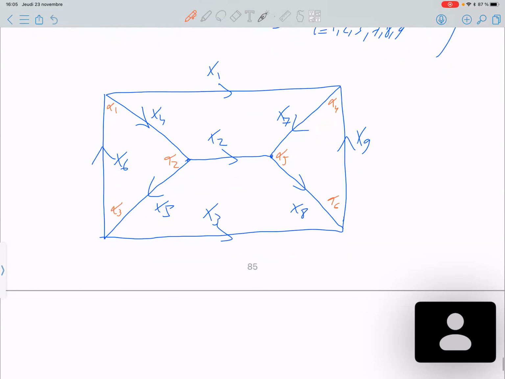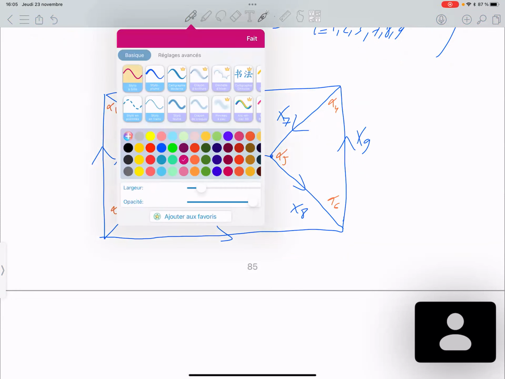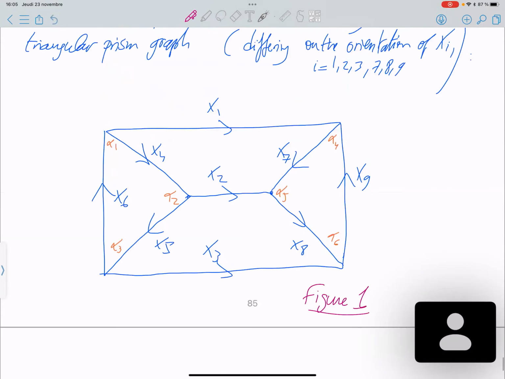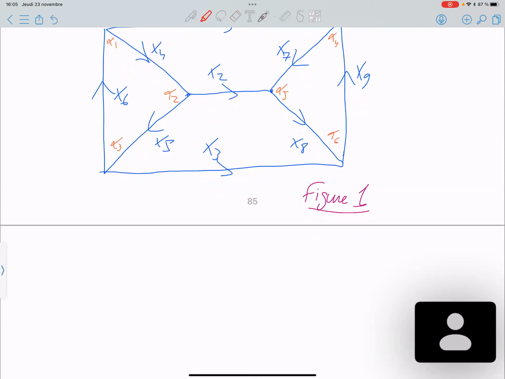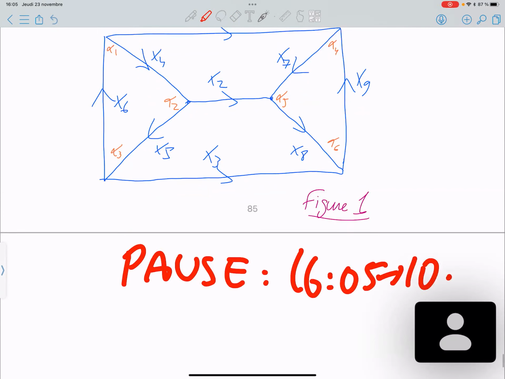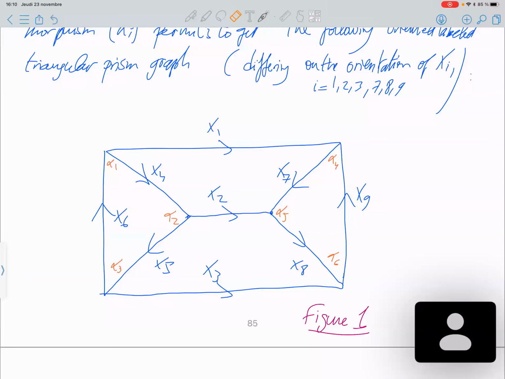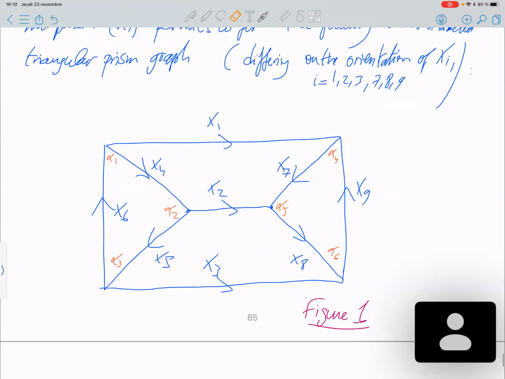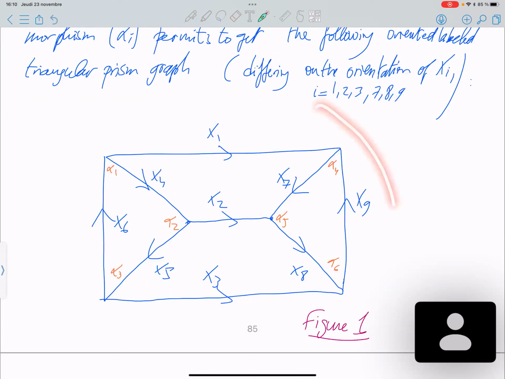Okay, so we will refer to this pattern, this picture, as Figure 1. So we will mention it later. So we can make the pause now, a 5-minute pause. Okay, so that will be the reference pattern from now. We come back to 7.1.